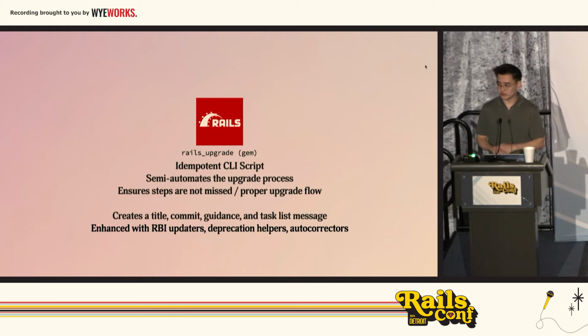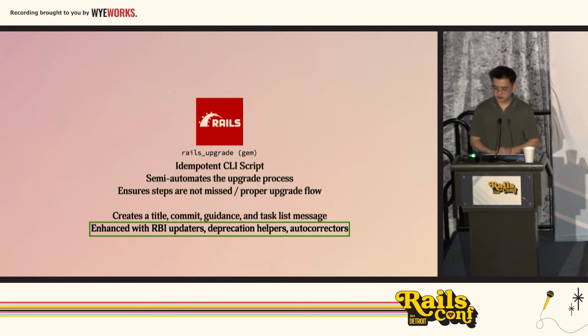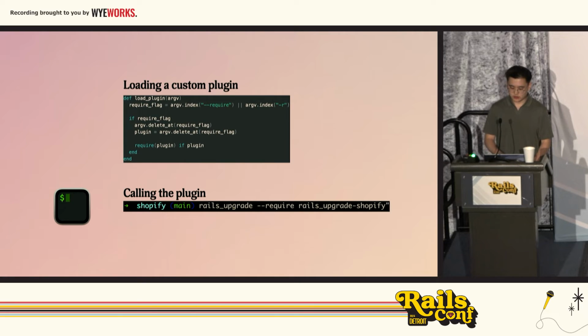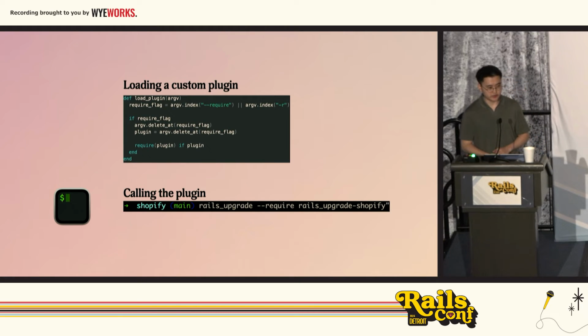But that's not all the Rails upgrade script can do. As this is our own gem, we are able to add steps to further enhance or improve the upgrade process according to our needs, such as including RBI updaters, autocorrects, and using deprecation helpers built into Rails, offerings that aren't provided by Dependabot. In our case, we would first load the plugin Rails Upgrade Shopify into our CLI code with the following load plugin helper, and then call our gem normally with the added require flag.